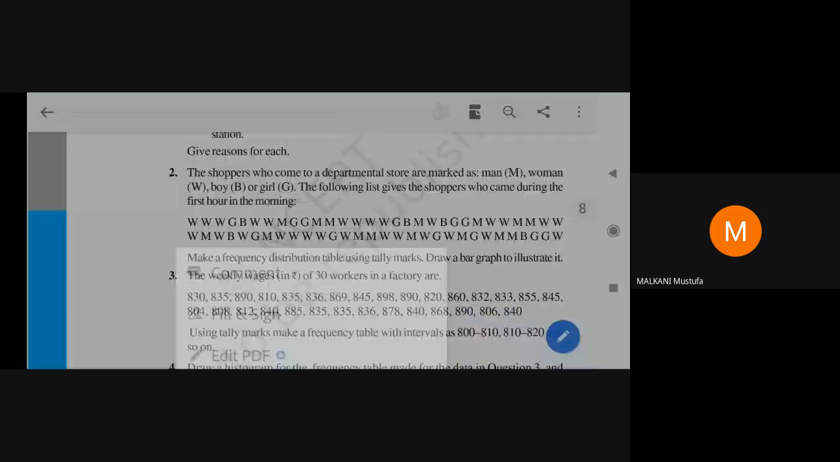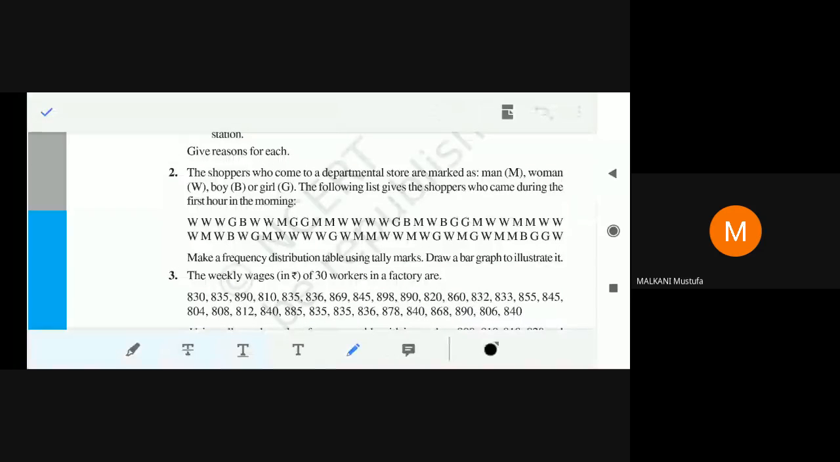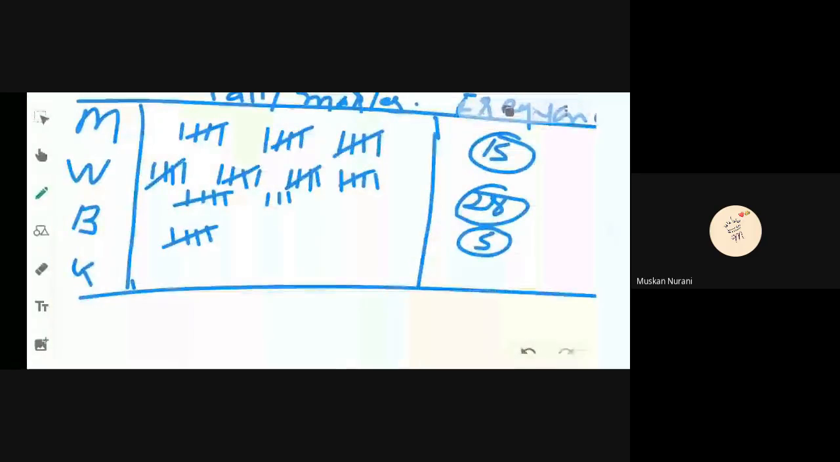Now we are counting girls. Please see here. 1, 2, 3, 4, 5, 6, then 7, 8, 9, 10, 11, and 12 girls. So we are making tally marks here. 5, sorry, 10 and 12.